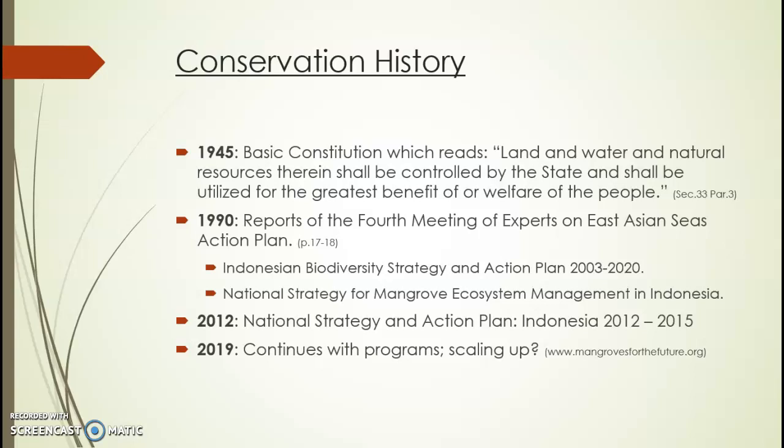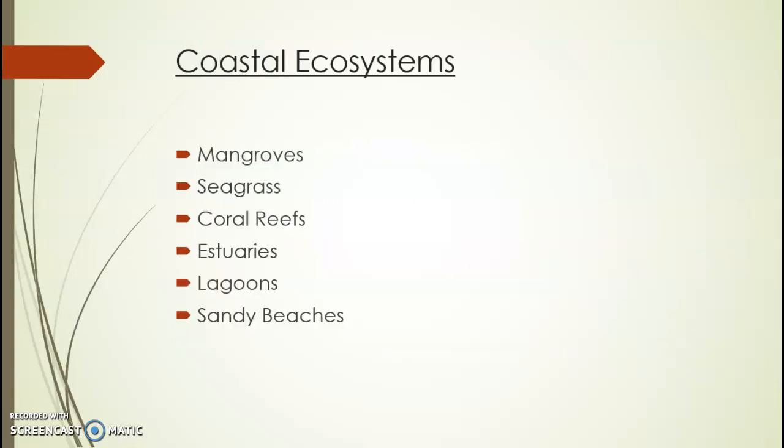In 1990, the reports of the 4th meeting of experts on East Asian Seas Action Plan, the Indonesian Biodiversity Strategy and Action Plan, implemented in 2003, and the National Strategy for Mangrove Ecosystem Management in Indonesia, all led up to the National Strategy and Action Plan of Indonesia of 2012. They all seem to follow the same general guidelines. And as of February 2019, all these programs are continuing forward, and the Mangroves for the Future is planning on scaling up.